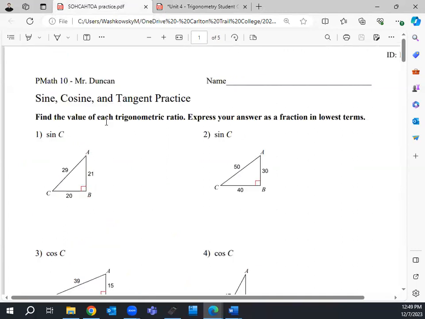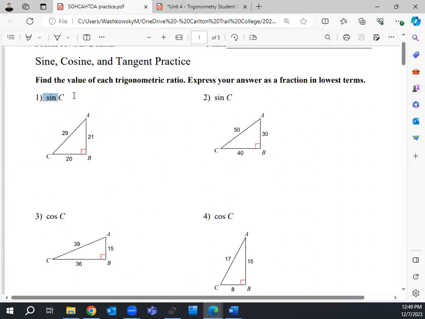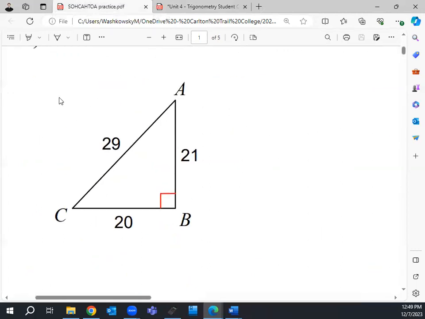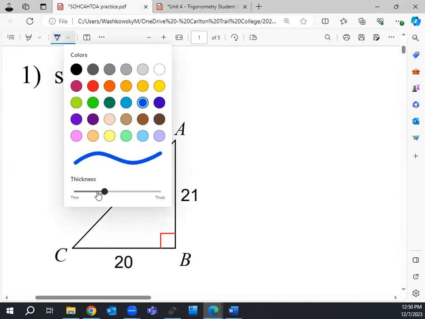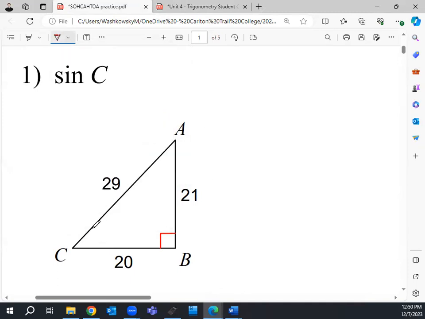So for this first one here, I want to find the sine of C. Now my question for you is, I'm just going to zoom in. Which one of these is C? This one. So this is C. So it wants me to find sine of C. Oh, sine, that's trigonometry. That means it wants me to find the angle here. So I'm just going to quickly mark that in. So this is saying I want us to find this angle right here.